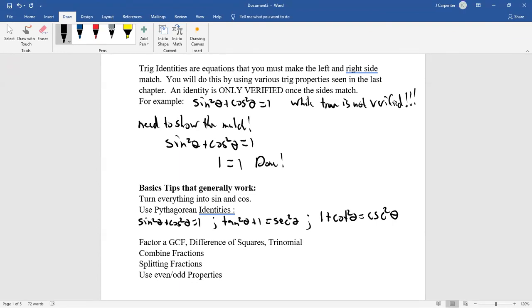When you have separated fractions, or maybe even just one fraction, if the bottom has multiple parts, multiply top and bottom by the conjugate.